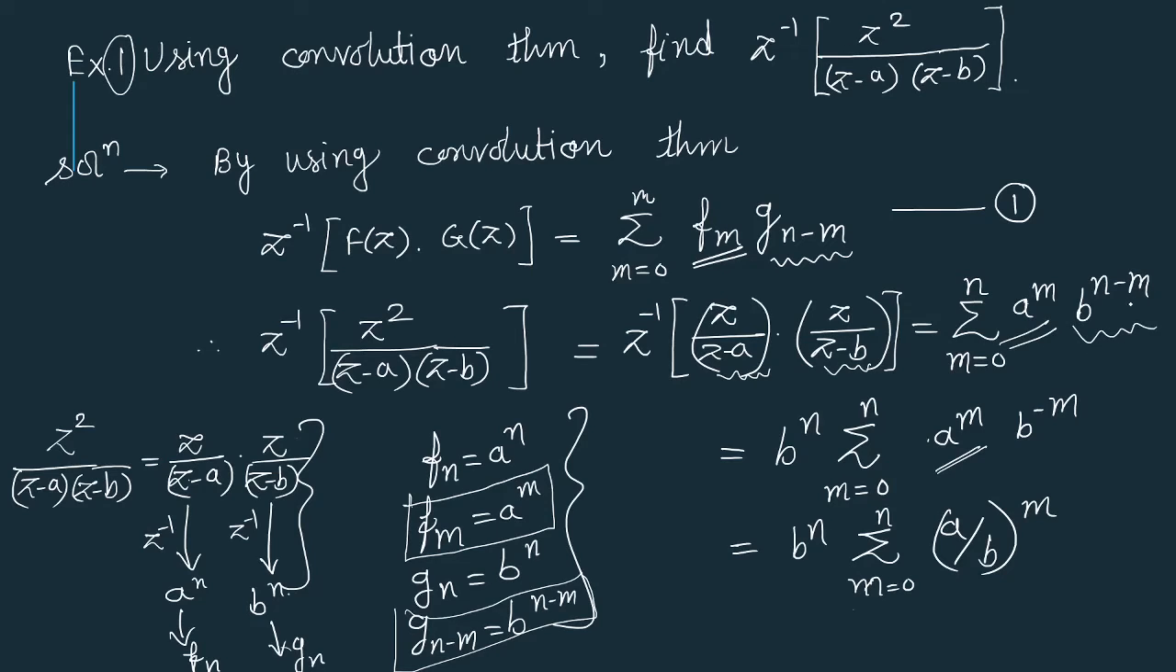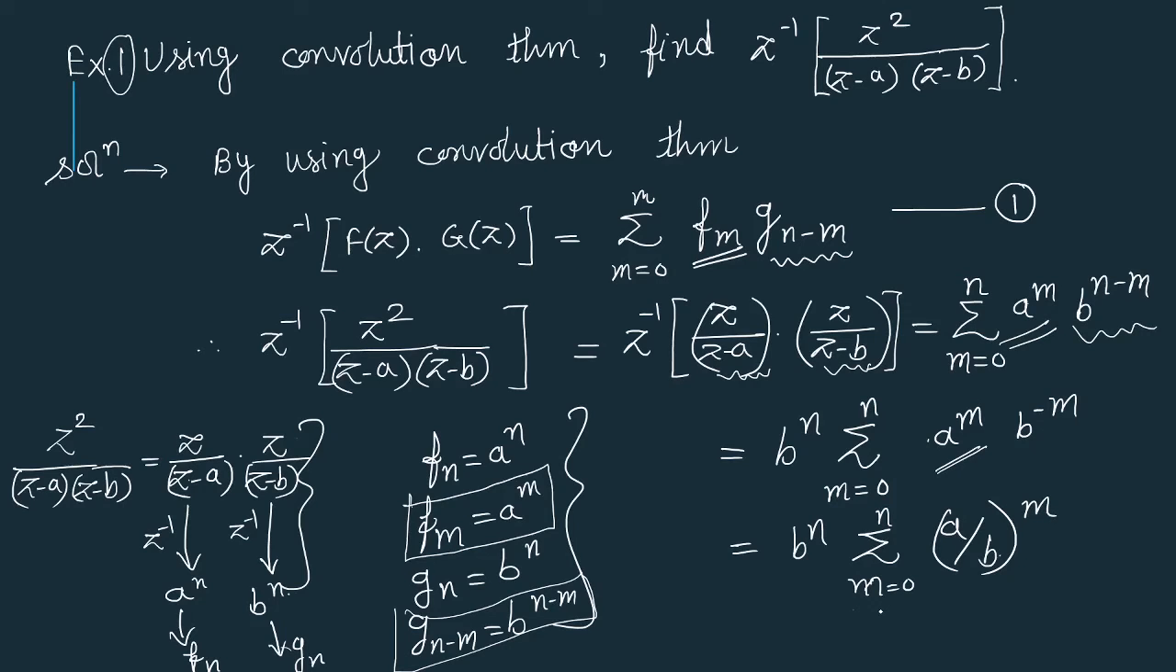Now we simplify this term. Here summation is over m, therefore b to the power n is taken outside, and the remaining term we write in the summation m equal to 0 to n a to the power m b to the power minus m. Now we write these b to the power minus m in the denominator, therefore a by b to the power m.